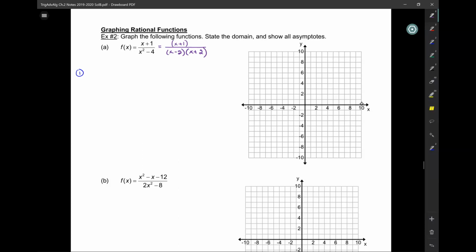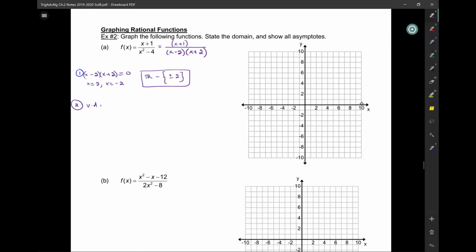So for the domain, what do I set equal to 0? The denominator. Oh, you can do it like that. You could do it that way as well. So x equals 2, x equals negative 2. So my domain is all real numbers minus plus or minus 2. Right? Yeah. So now for the vertical asymptote, do any of the terms in the denominator cancel?